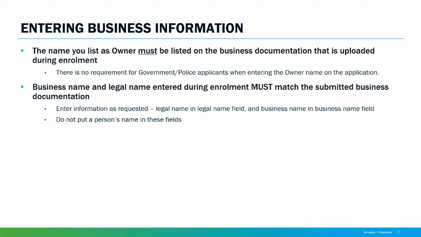Also note, not only does the owner name need to match one of the names listed on the business documentation, but the name of the business and legal name you entered during your enrollment must match the information as listed on your business documents. The legal name you enter on the drive-on portal must match the legal name as listed on your uploaded documents.